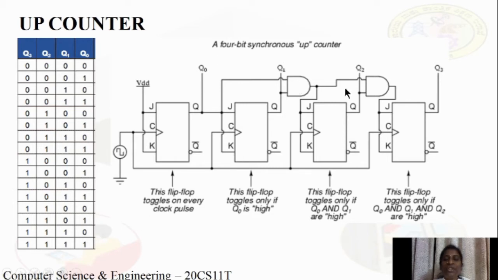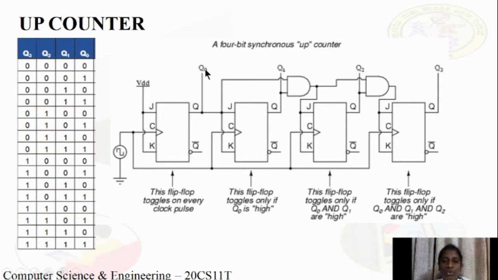To design this circuit to count up in this mode, let us observe the patterns of the values of Q0, Q1, Q2 and Q3. The first column of output values is named Q0. The second column values are named Q1. The third are named Q2. The fourth are named Q3.